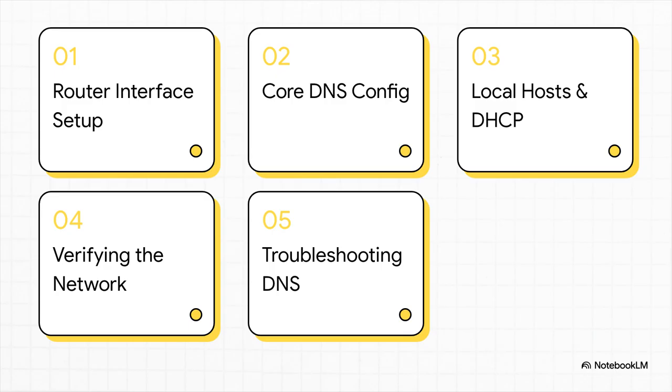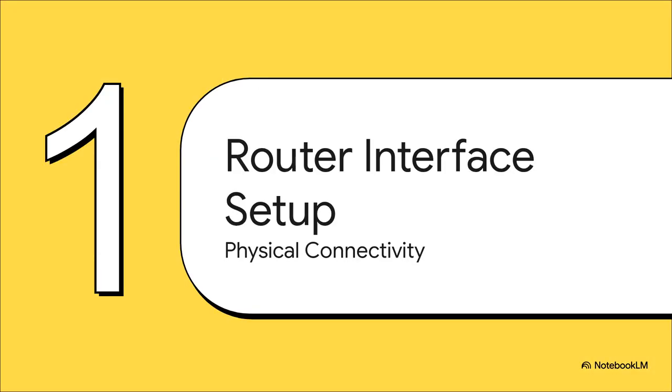Here's our roadmap for today. First, router interface setup. Then, core DNS configuration, local hosts and DHCP, verifying the network, and finally, troubleshooting DNS issues. All right, starting right off with Section 1, Router Interface Setup.